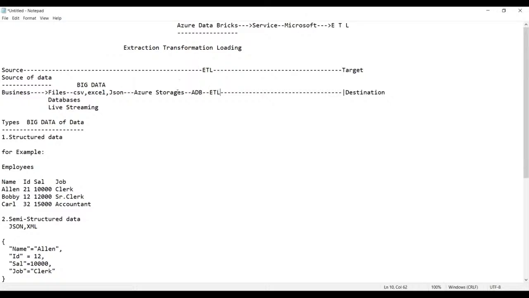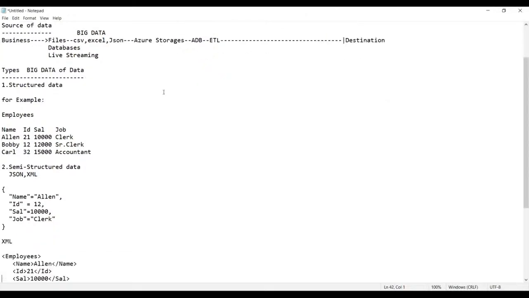See, these storages are common for all. Whether you use ADB, or the data factory, Azure Databricks, Synapse, machine learning, artificial intelligence, you use anything, these storages are common for everyone. Getting my point? Yes, sir. Now let us see the storages.